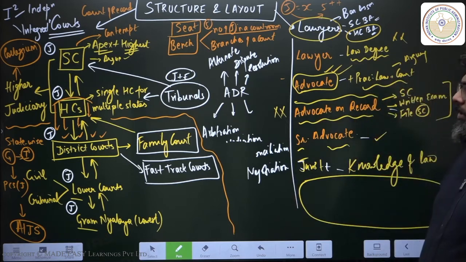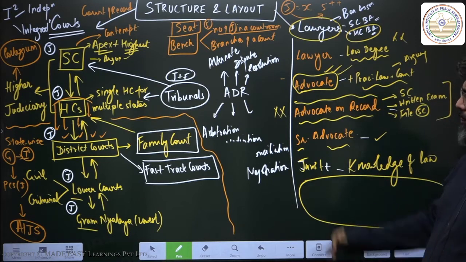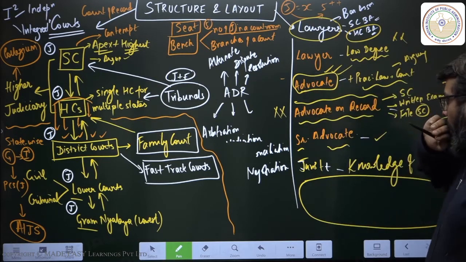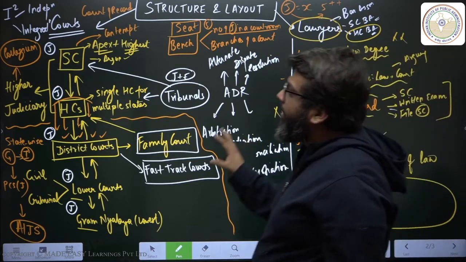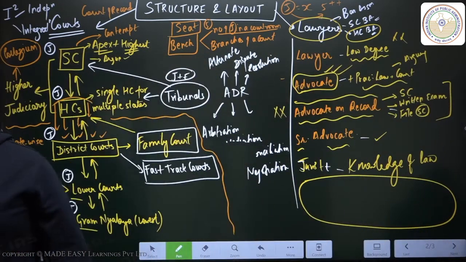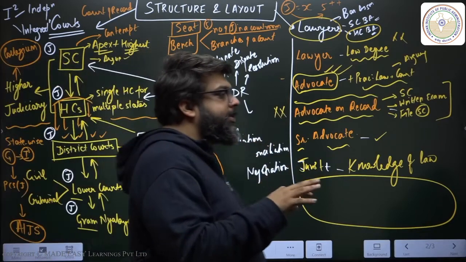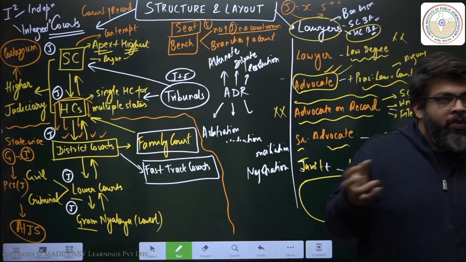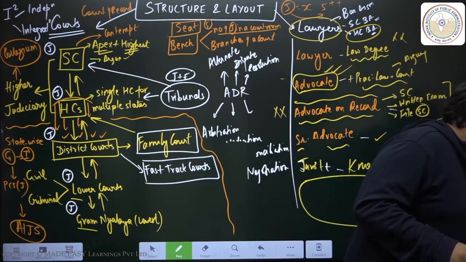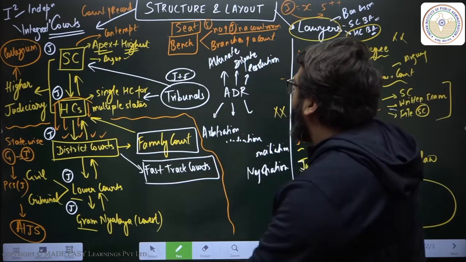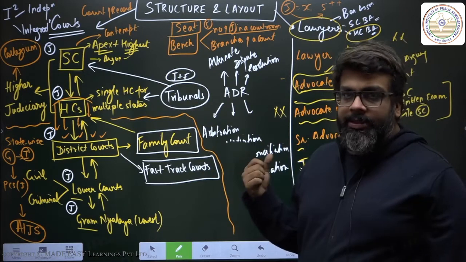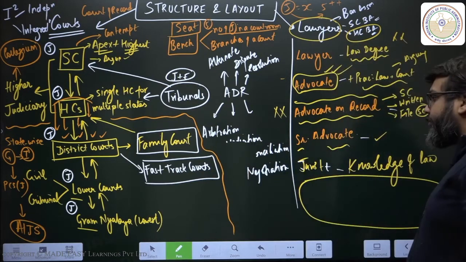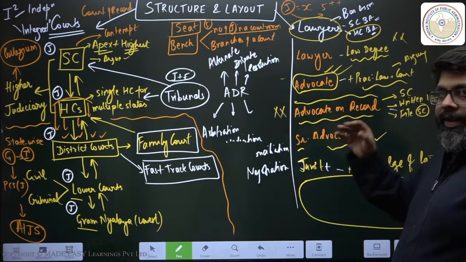So this is the structure, this is the layout. I've already covered the criminal justice system before you, where you understand who are prosecutors and who are public prosecutors and so on and so forth. But this is largely the structure and the layout of what is called the Indian judicial system. Okay, now we're clear with this, we're okay with this, we're fine with this.